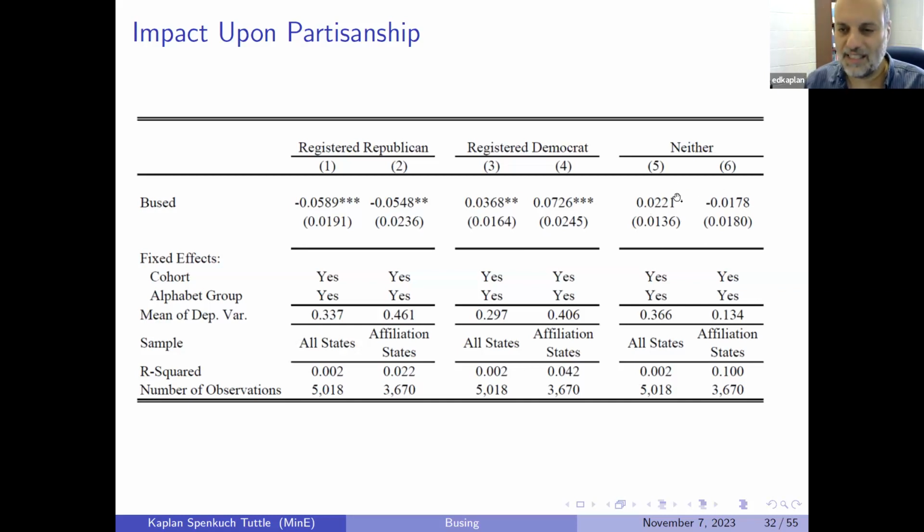We don't find a significant impact on not being registered for a party or being independent. And that could reflect that busing shifted Republicans and made them Democrats, or that it shifted Republicans and made them independents, and then shifted a roughly equal amount of independents and made them Democrats. We can't disentangle between those two.